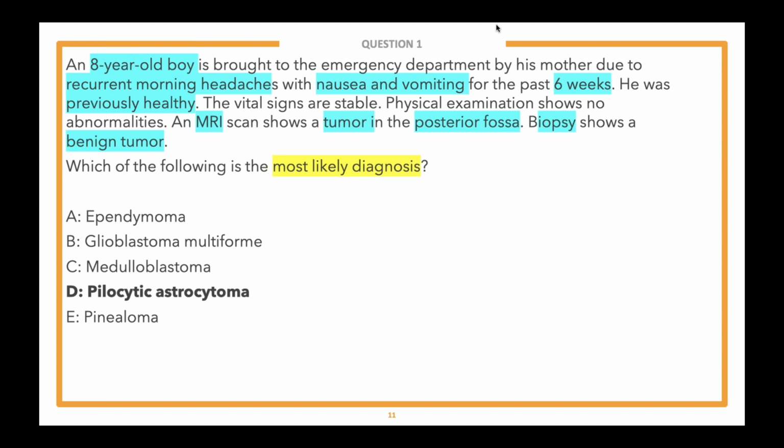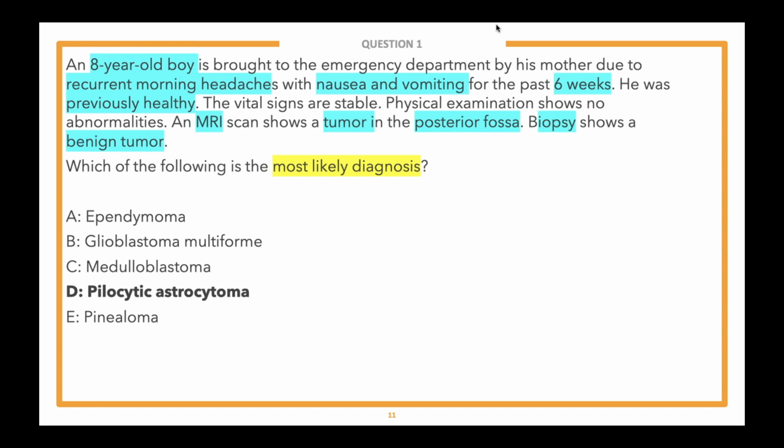Okay, now as you can tell, it's important to take note of this patient's age, and that's why we highlighted it. This is a pediatric patient, an 8-year-old boy. The most common tumor in children is a pilocytic astrocytoma, making this the most likely diagnosis. Okay, these are benign tumors.